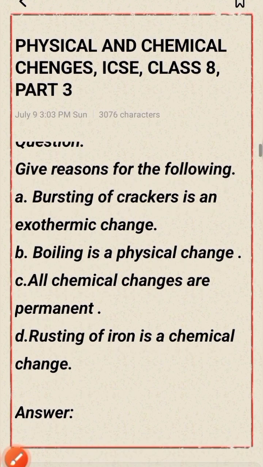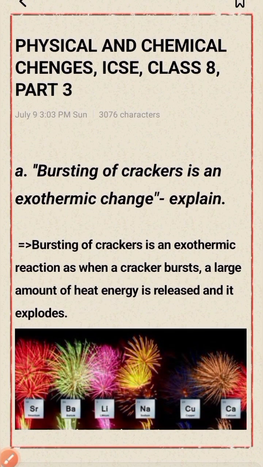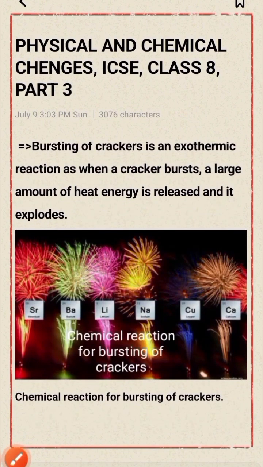Now discuss the questions. First question, bursting of a cracker is an exothermic change. That is, bursting of a cracker is an exothermic reaction, as when a cracker bursts, a large amount of heat energy is released and it explodes. So the examples: strontium, barium, lithium, sodium, copper, calcium.